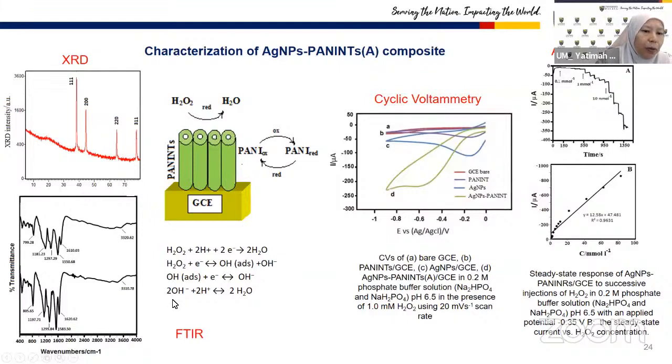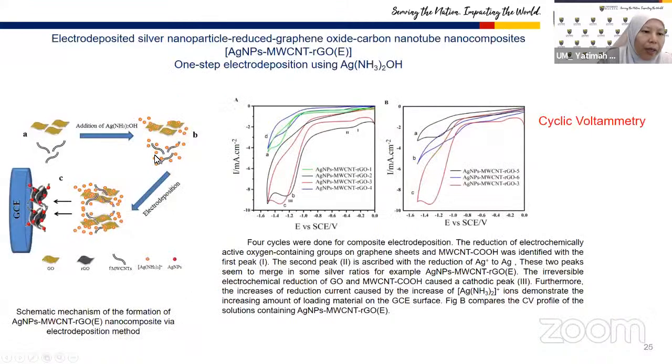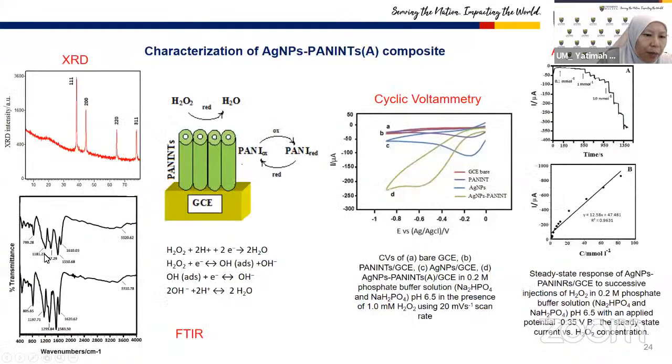On the other hand, we also studied FTIR. From the FTIR of this electroactive material, we can see peaks. For example, the NH peak is around here, so we can see NH in here. And then we can also see a C=N peak somewhere here in the FTIR. So we have PANI in there. We have polyaniline, and we also have silver nanoparticles, both formed on top of the GCE. So these are some of the characterization methods that are used.